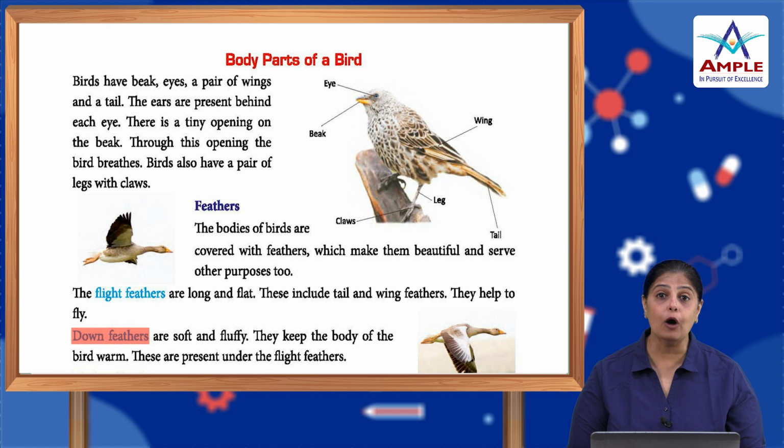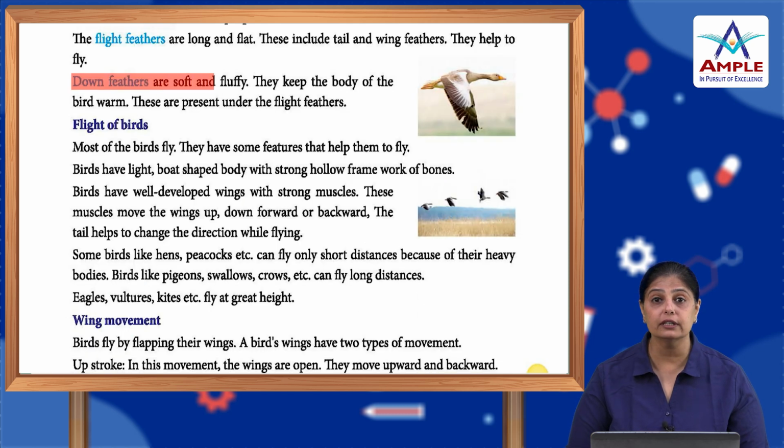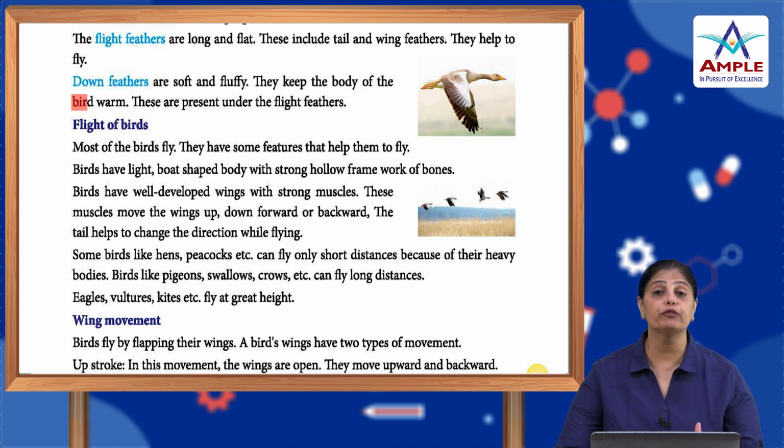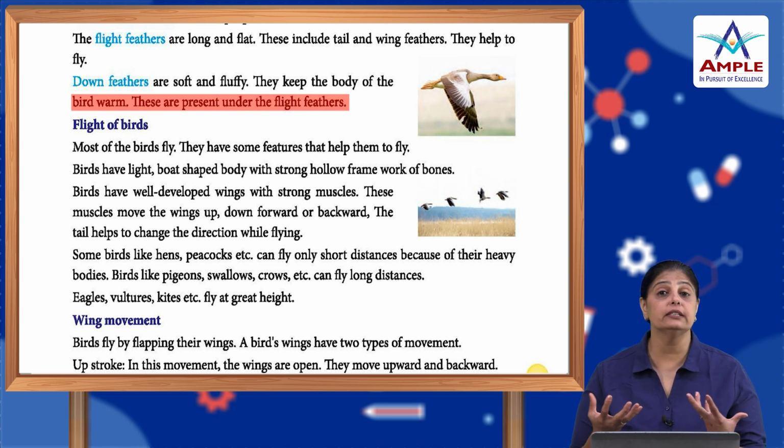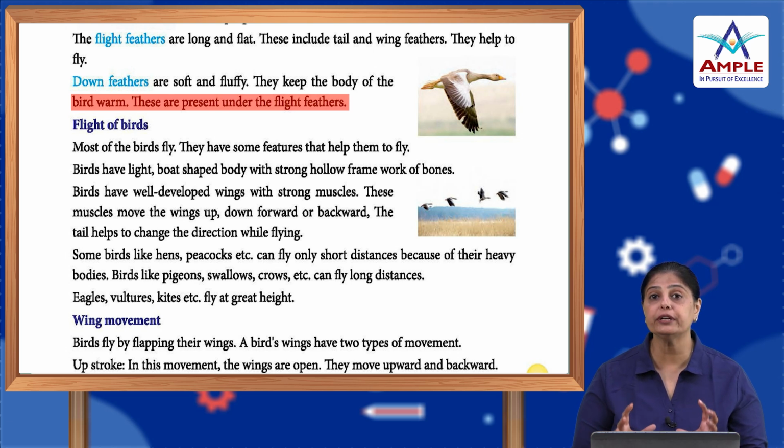Now there are down feathers. What do you understand by down? Now these down feathers are soft and fluffy, and they keep the body of the bird warm. These are present under the flight feathers. So outside you see the flight feathers and inside are the down feathers. They are the soft and fluffy layer which protects the bird from weather conditions.